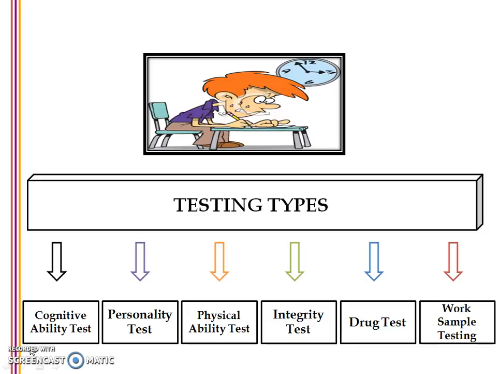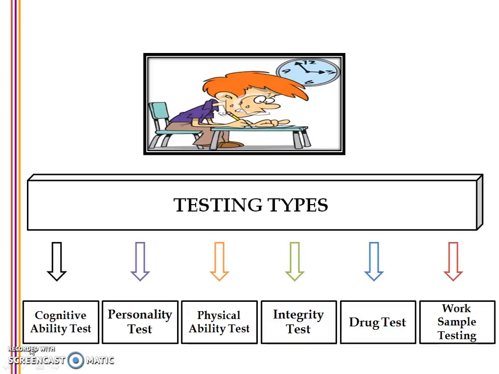Next comes the personality test. Personality test measures the patterns of thought, emotion and behavior. Then comes the physical ability test. Under the physical ability test, we assess the muscular strength, cardiovascular endurance and coordination. Then comes the integrity test. The integrity test is designed to assess the likelihood that applicants will be dishonest or engage in illegal activity.